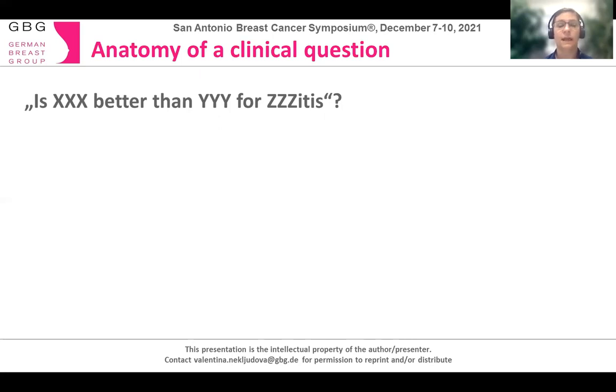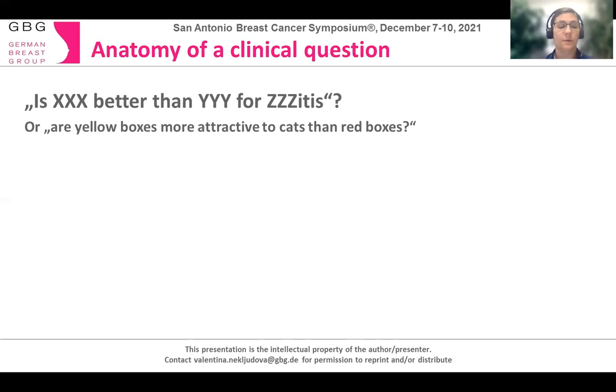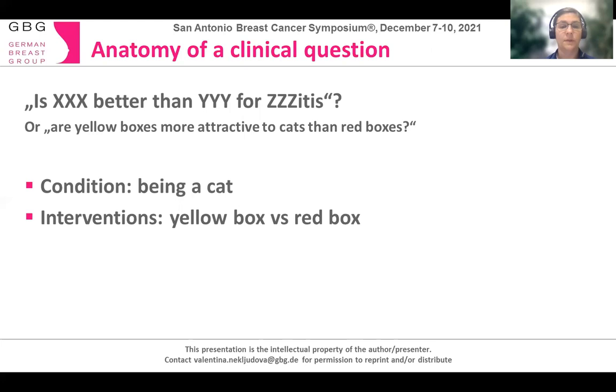We all know that cats love to sit in the boxes, but does the color of the box matter to a cat? Let's ask the question, are yellow boxes more attractive for cats than red ones? What is already clear from the question? Who is this question about? It is about cats. We will need cats for our potential trial. What are the treatments we are going to apply to them? These are yellow or red boxes.